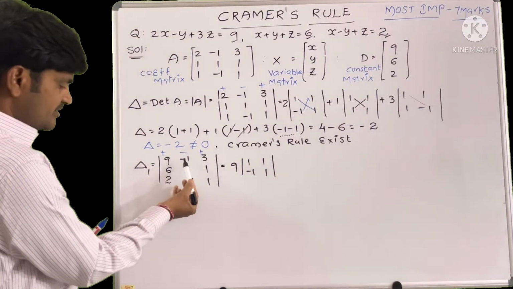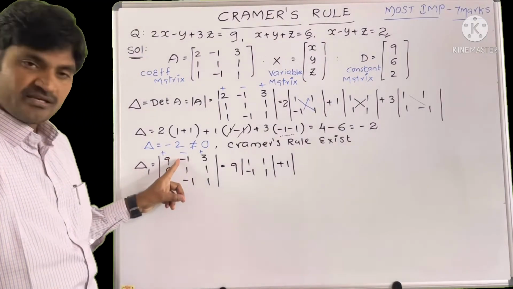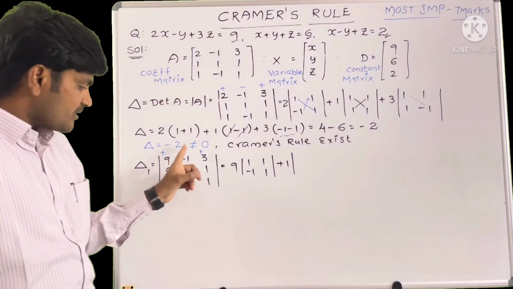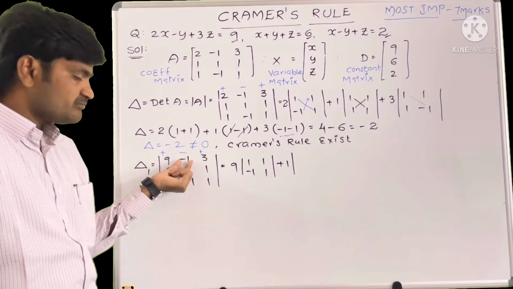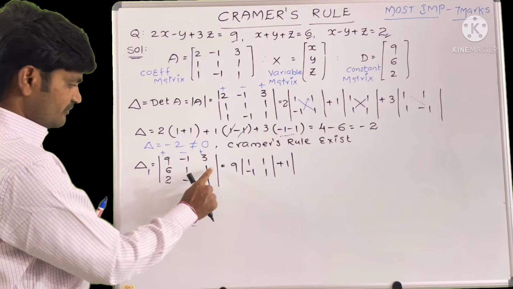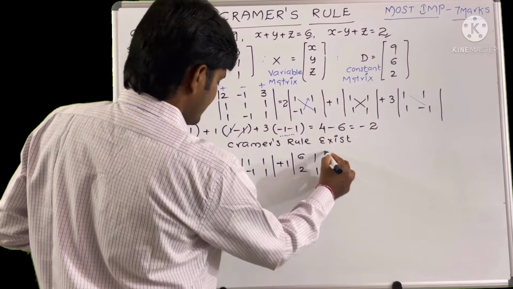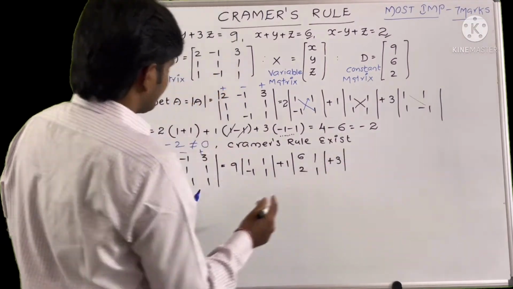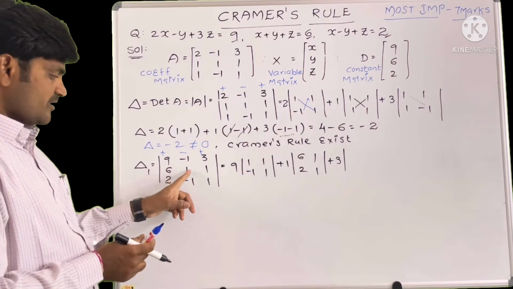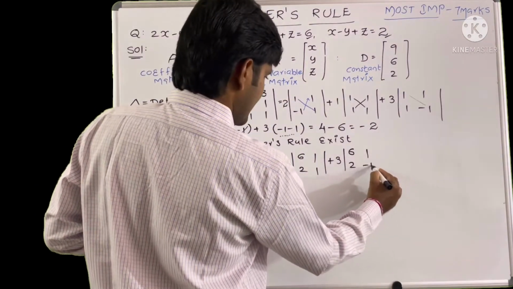Similarly, minus of minus 1 is plus 1. Minus of minus 1 is plus 1. Now again delete the row and column where the element minus 1 is situated, so the remaining 4 elements are 6 1 2 1. And plus 3, with its row and column removed, so 6 1 2 minus 1.